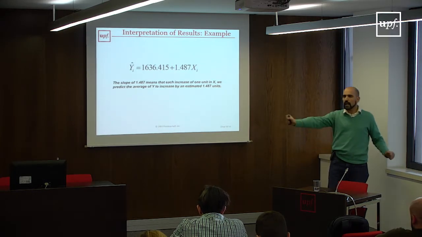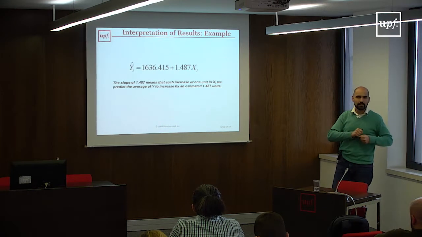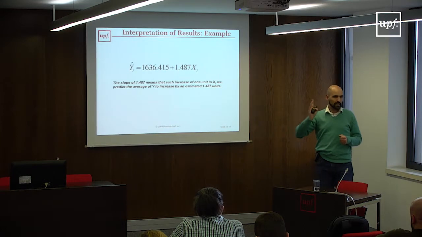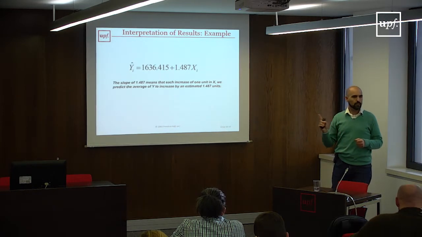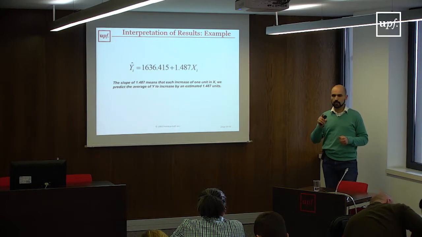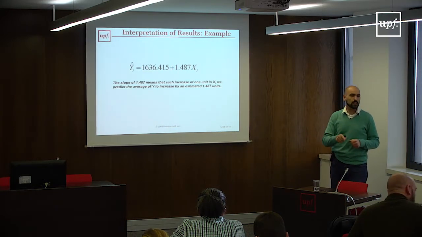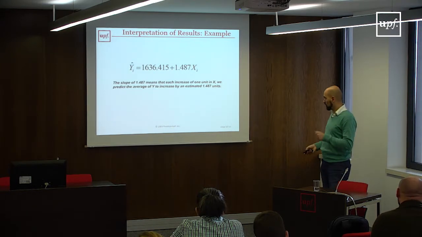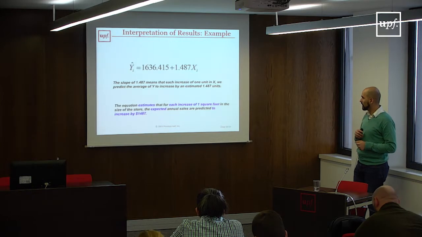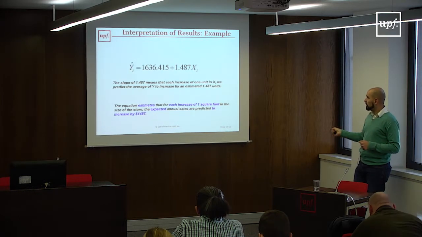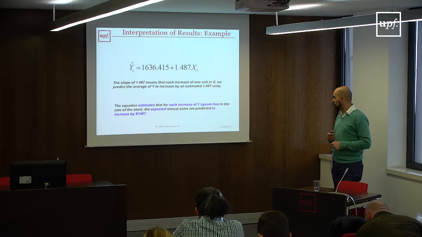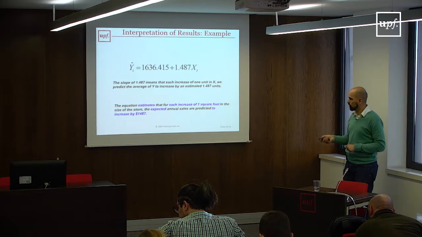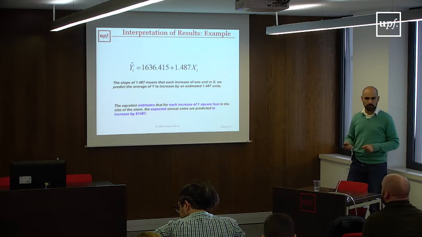I have a regression line, so it is a line. I can compute even outside of what I have measured. Mathematically, yes. Practically, you don't know what will happen outside. The rule that you have found is correct only for the range you have used. So, first limitation. The estimation is that for each square foot in the size of the store, the expected annual sales are predicted to increase by $1,400 per square foot.